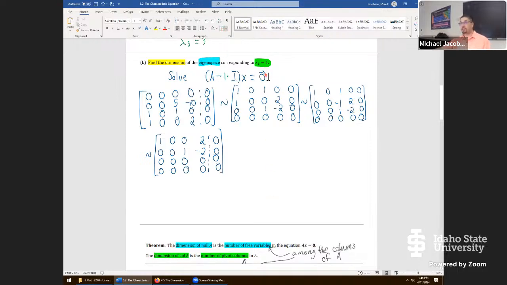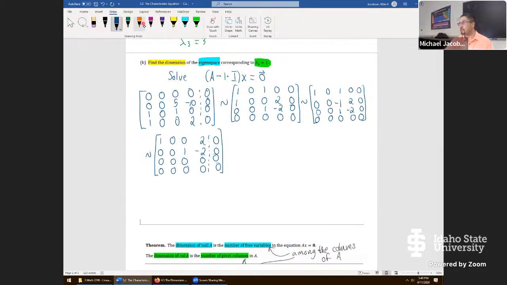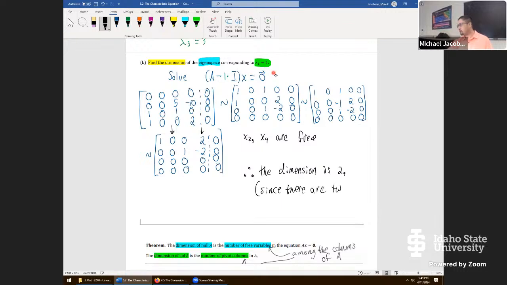So we're looking at a null space because we set this equal to a 0 vector. And looking at this again, we have a free variable here and a free variable here. So x2, x4 are free. It wants the dimension of the eigenspace corresponding to lambda equals 1. And so we can say, therefore, the dimension is 2, since there are 2 free variables.